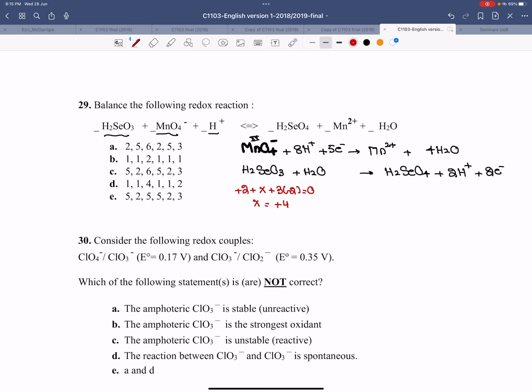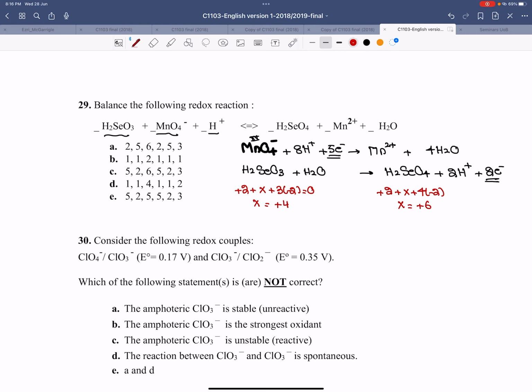This is something that you should know. Same way, 4 times minus 2, so that's minus 8 plus 2, it's minus 6. So it is plus 6. The difference is 2, and it's loss of electrons. What you have now is 5 electrons gained, 2 electrons lost. This is a discrepancy.